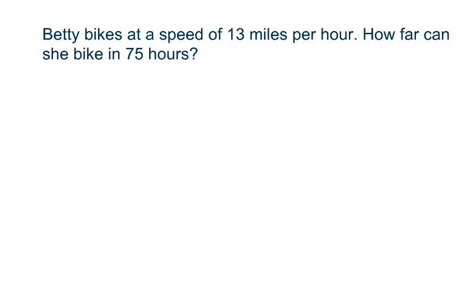We're going to start by multiplying 13 times 75. I want to know how many total miles she can bike if she biked for 75 hours. So I'm going to multiply 13 times 75, and I'm going to check my work. I'm going to use my area model, and then I'm going to check using expanded form.